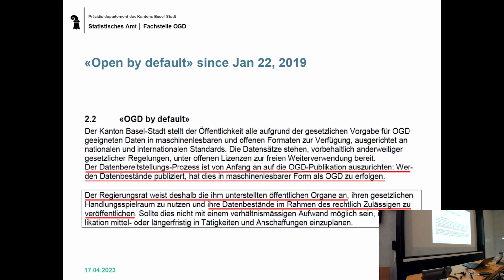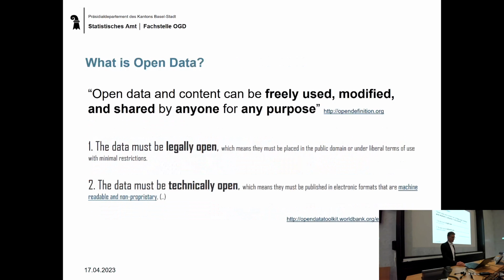Open data by default. We have this policy in Basel-Stadt since 2019, since January, I think. I spare you the translation of this government decision. But the point is, in principle, all the data of Basel-Stadt that is not legally protected should be published, should be put onto data.bs.ch. So we have a lot of work ahead of us. There's lots to be done.